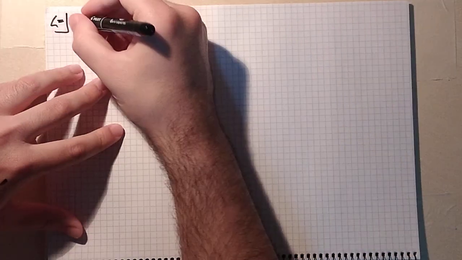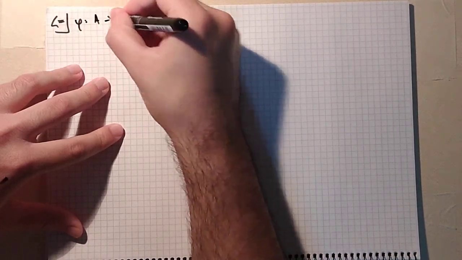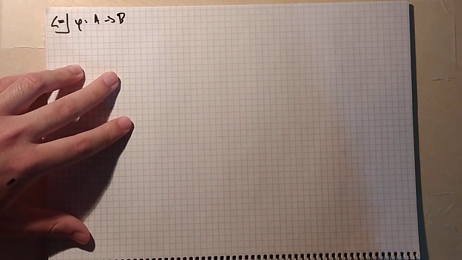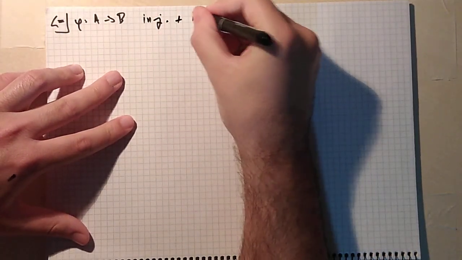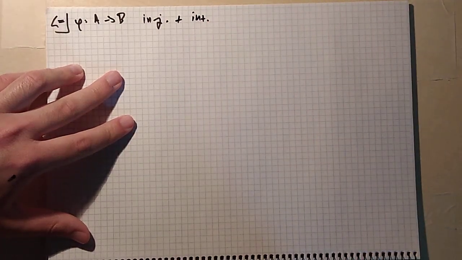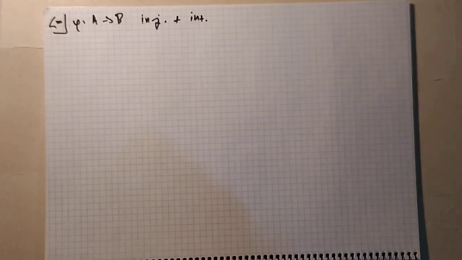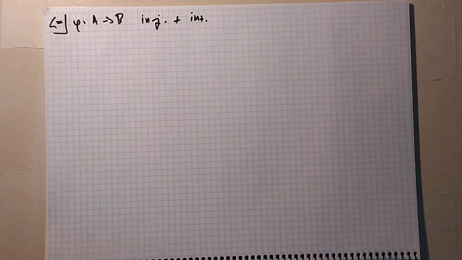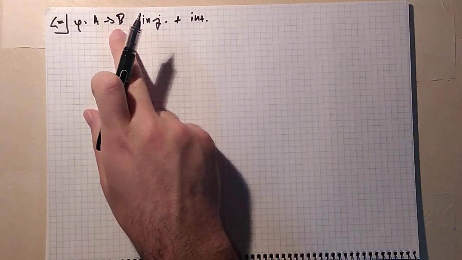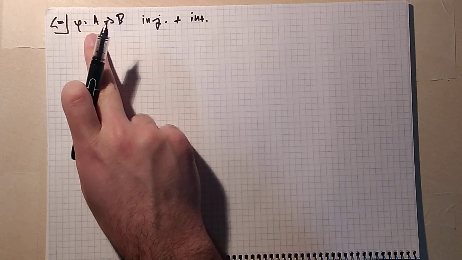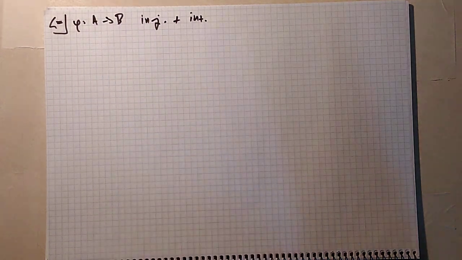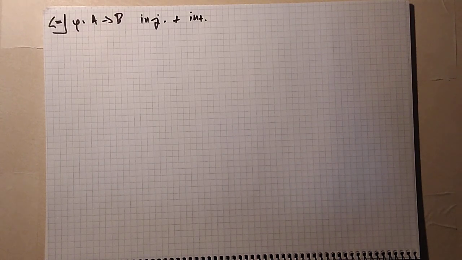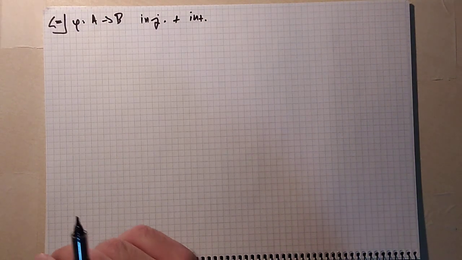And let me just rewrite what we have. We have a ring homomorphism going from A to B, and I assume that this is injective and that it's also integral, right? And by the way, when I say that a ring homomorphism is integral, I mean that B is integral over A. So by definition, every element of B satisfies a monic polynomial with coefficients in A.